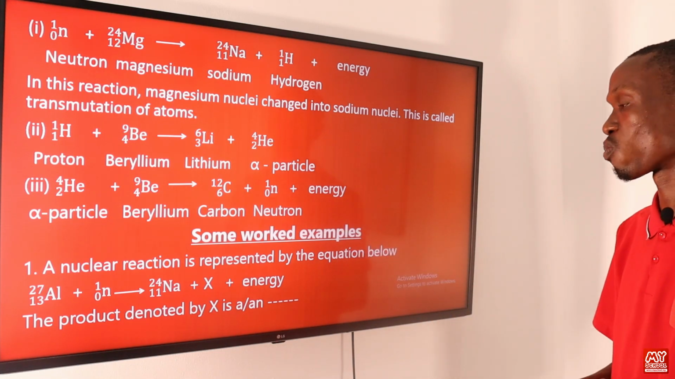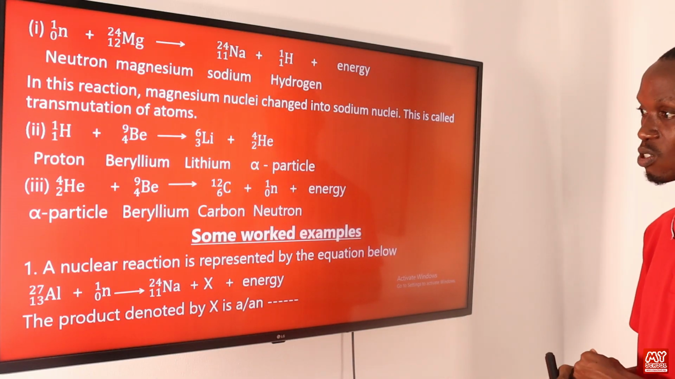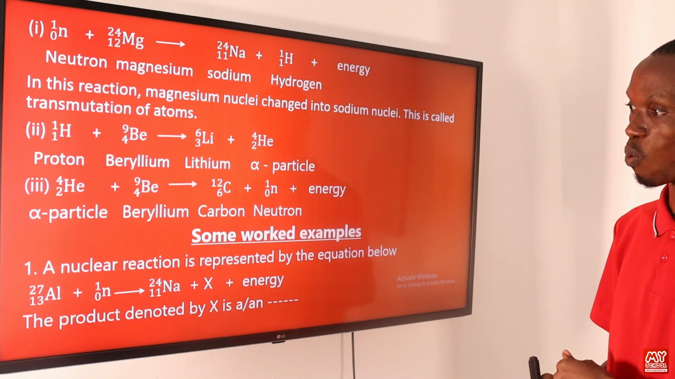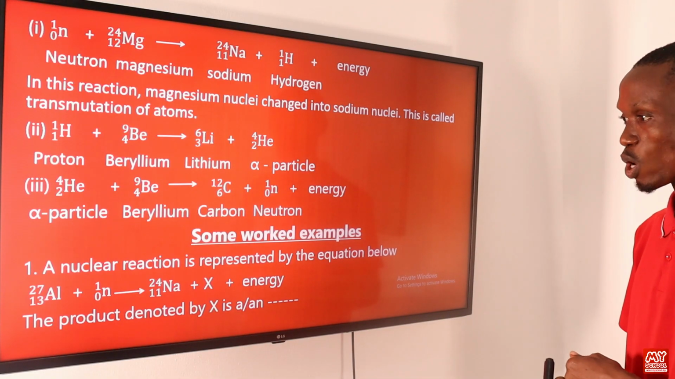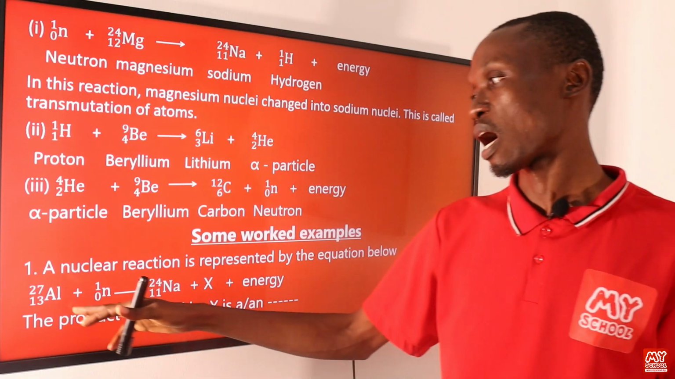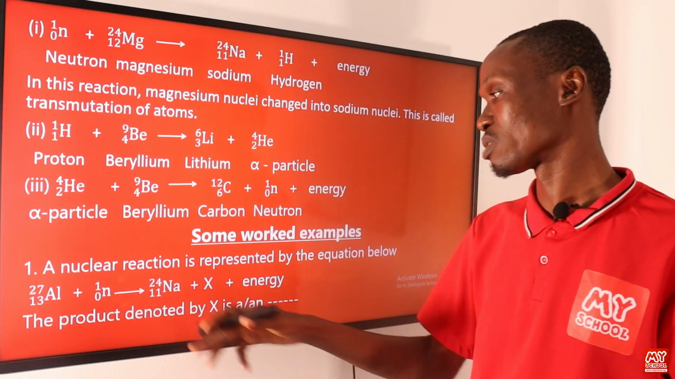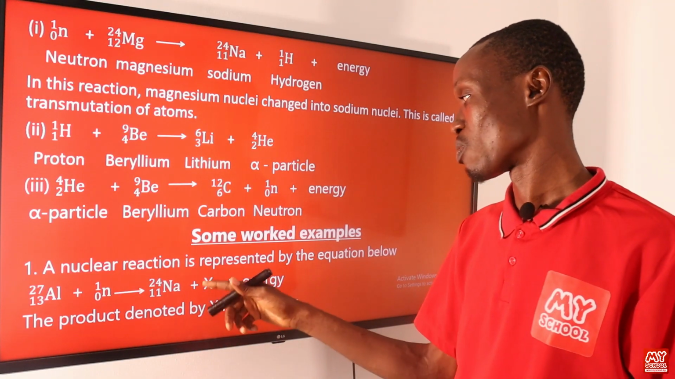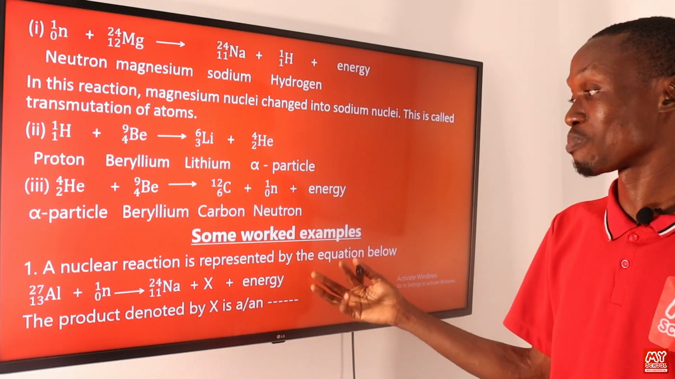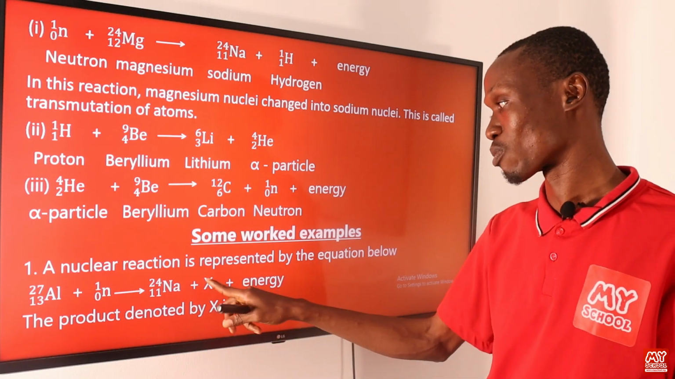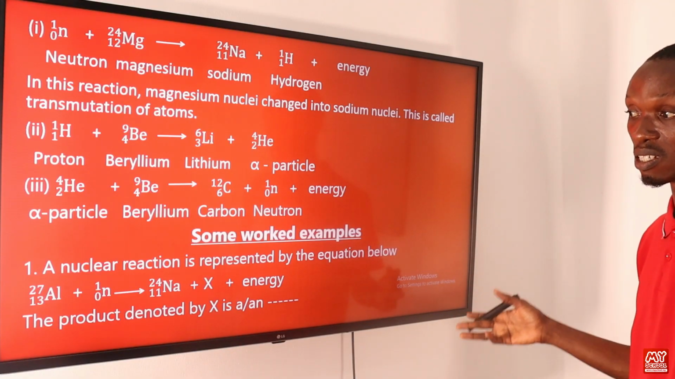So here are some worked examples for us to go through just to drive home what we have seen so far. Example 1: a nuclear reaction is represented by the equation below. Aluminium 27 plus a neutron produces sodium 24 plus S plus energy. The product denoted by S is, so basically they are asking us to find what this S represents, right? So basically it's just for us to balance this equation, right?